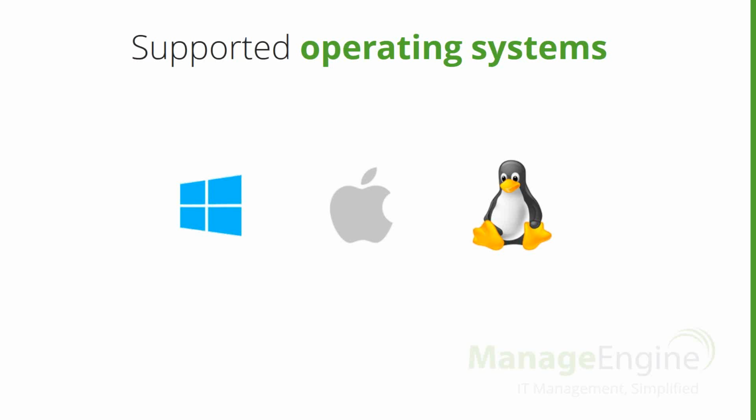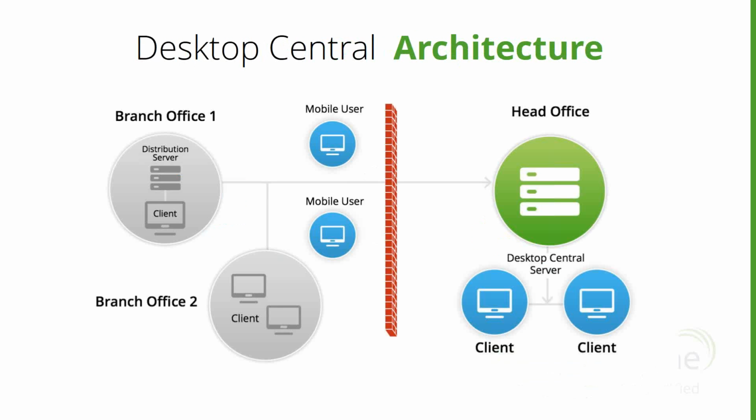Well, in regard to Desktop Central, the supported operating systems are Windows, Mac, and Linux platforms. And we are going to see the architecture of Desktop Central. Desktop Central is a client-server model, and this could be installed in the local office, and the agents are installed on the clients. Installing the Desktop Central agent on a client is a one-time job.